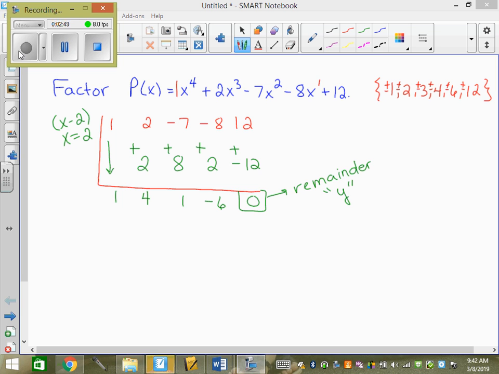Now it was an x to the 4, so this is going to drop down to a what? An x cubed. The reason why is we pulled an x minus 2 out already, right? So now this one's going to be an x cubed. So we have 1x cubed plus 4x squared plus 1x minus 6.